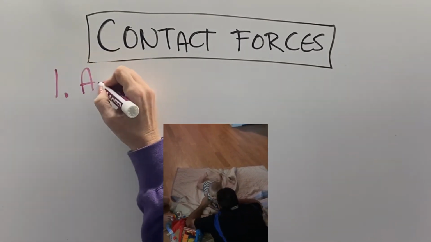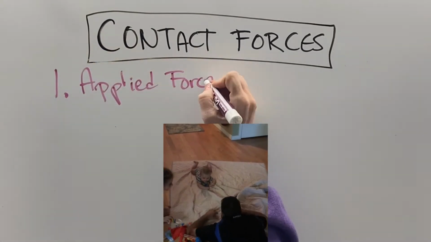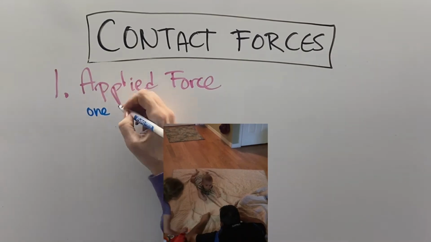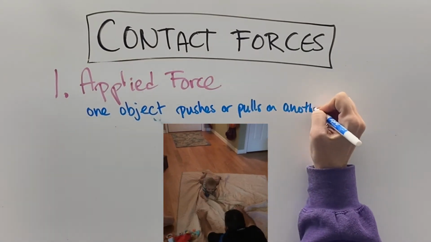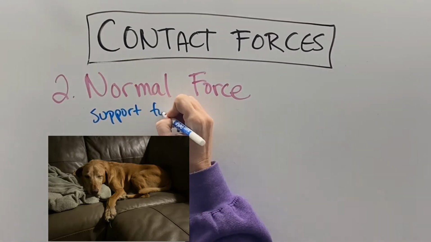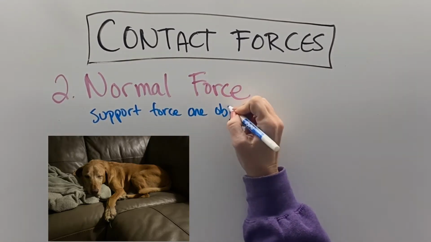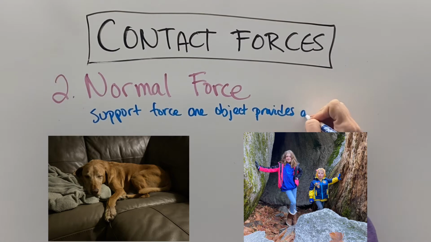So for contact forces, first example, we have the applied force. This is kind of the classic push or pull on an object that you would get when you push a kid on a swing, pull them in a wagon, or you can see here push and pull a baby on a blanket. The normal force is a support force that kind of holds things up like a dog on a couch so it doesn't fall down, or if you lean against a rock, it keeps you from falling over.